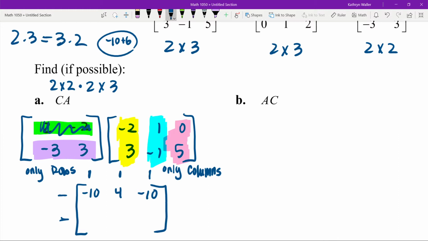First number, second number, first number, second number. So the -3 goes to the -2, the 3 goes to the 3. That's the rotation. Okay, so a -3 times a -2 is a +6. 3 times 3 is 9, and 9 plus 6 is 15.